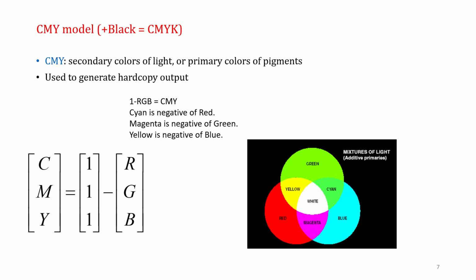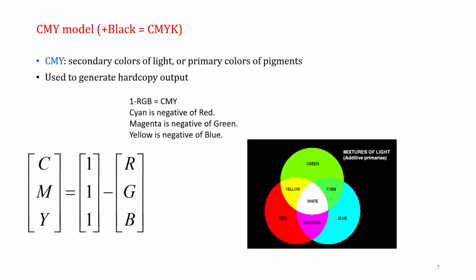CMY is the secondary colors of light or primary colors of pigments. They are obtained by subtracting RGB from the value 1, which gives the CMY, the counterpart of RGB: 1 minus RGB equals CMY. Cyan is the negative of red, magenta is the negative of green, yellow is the negative of blue. So they are used to generate hard copy output. If I add black to this, it is called CMYK.